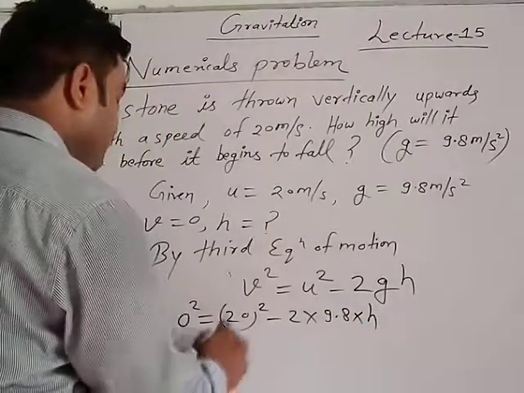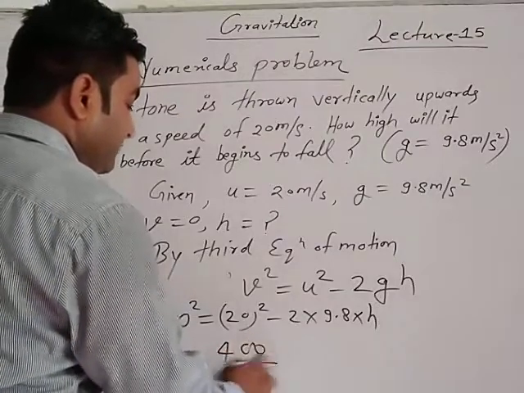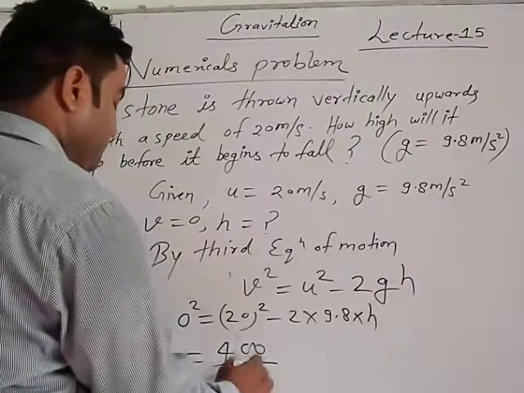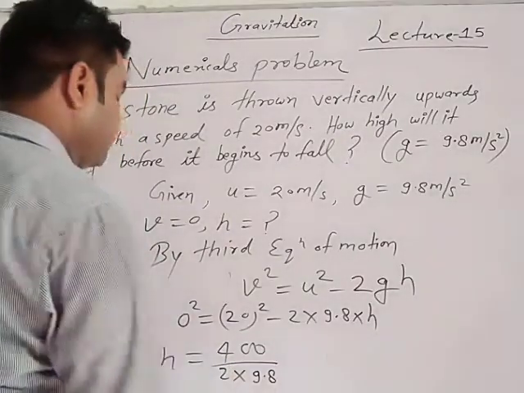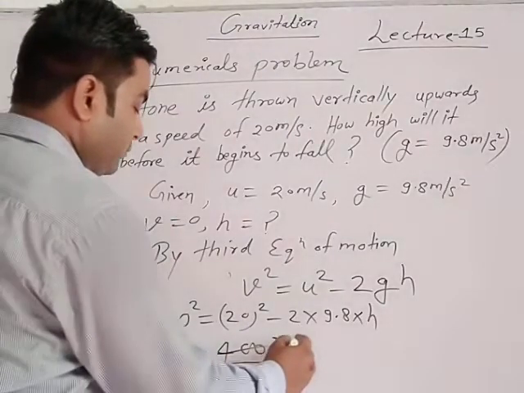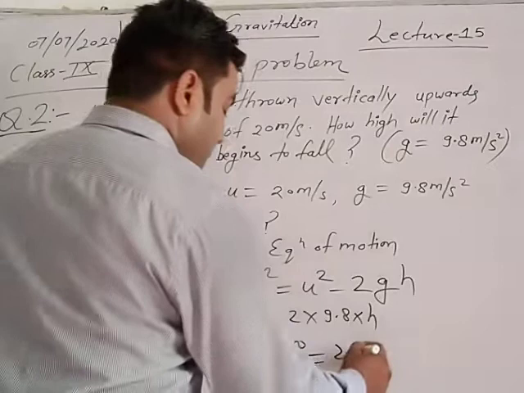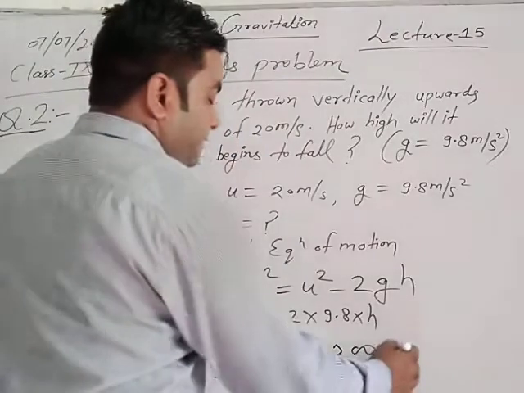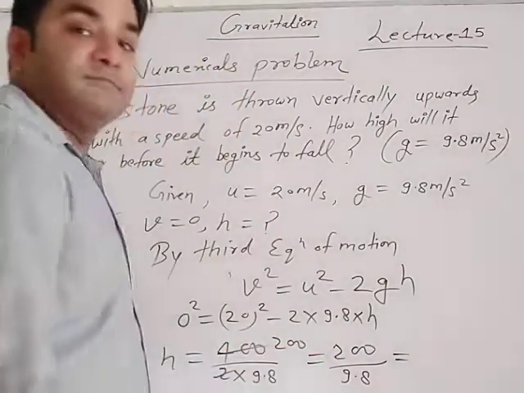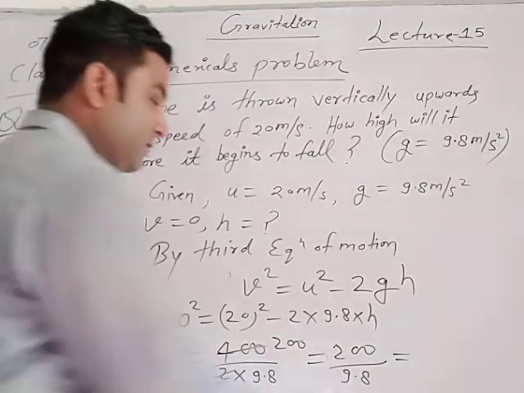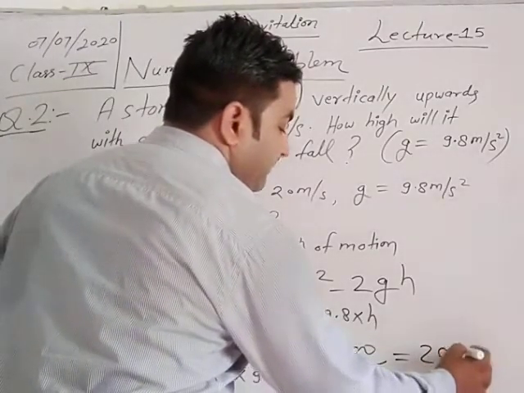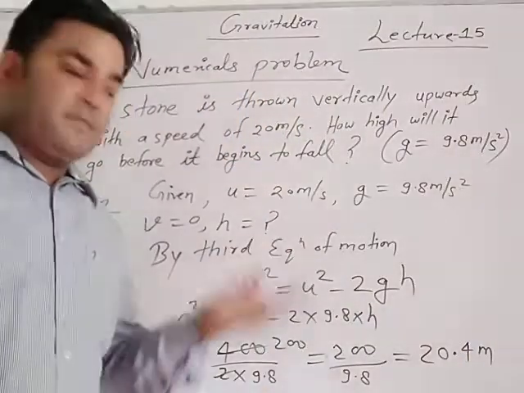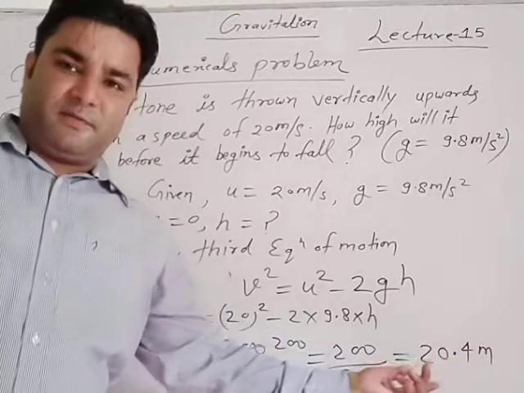So h is equal to 20 square, means 400, and 2 into 9.8, into, 200 upon 9.8. When you divide this 200 by 9.8, then you will get what? 20.4 meter. This is the height up to which the body will rise.